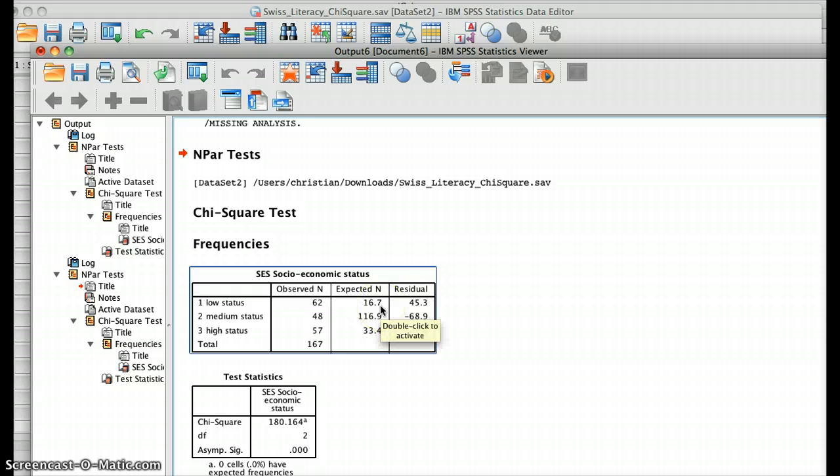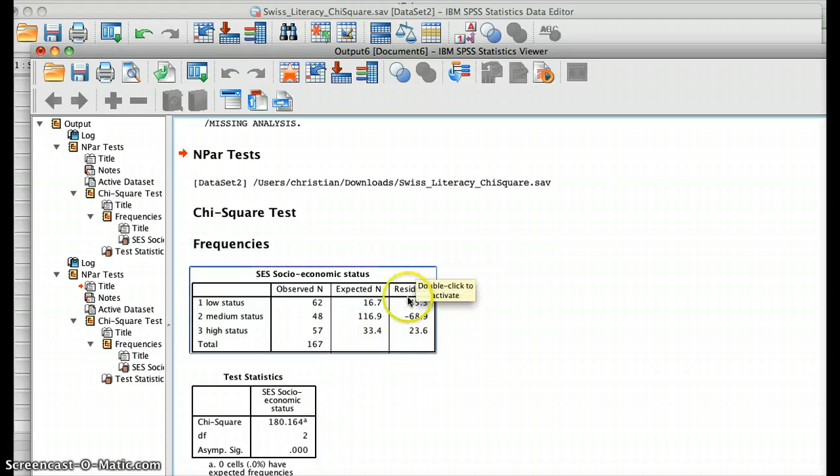And right, it was really unrealistic that we only have 10% in the low status, but that's just to show an example. Then the medium status, we expected 70% to be medium, right? Again, a non-realistic assumption, but if we had that assumption, we would expect 116.9 people in that medium status. We only observed 48, so we see 68 less than what we expected. And then the high status, 20%, we observed 57. We only expected 33.4, so we had 23.6 more than what we expected.